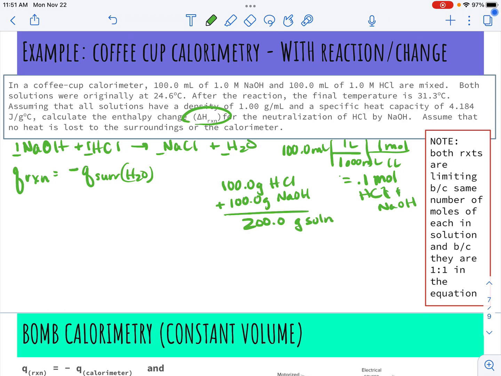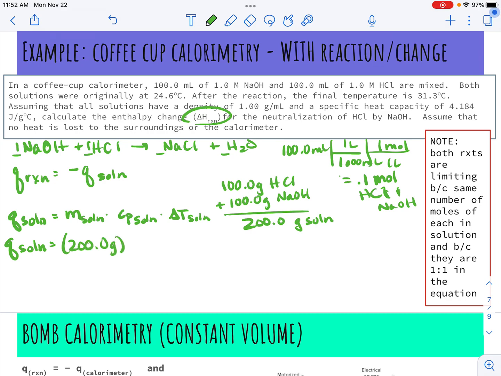Okay, so we are going to come in here and I'm going to change this so it's a little less confusing to Q of the solution. So Q of the solution will equal the mass of the solution times the specific heat capacity of the solution times the temperature change of the solution. And I'm going to plug in what I know. And that would be 200 grams of solution. It tells me that we're using the same specific heat capacity as water. And the temperature change of the solution, they started at 24.6 and ended at 31.3 degrees Celsius.